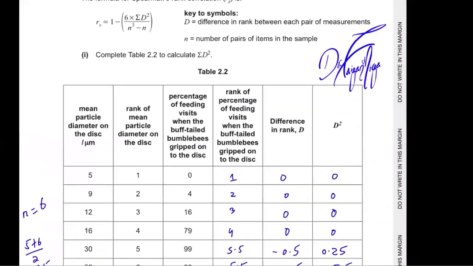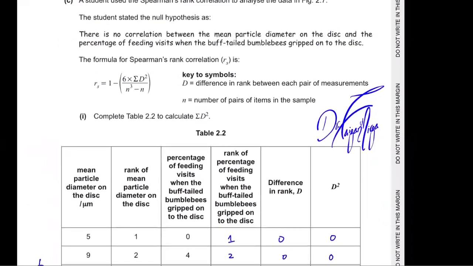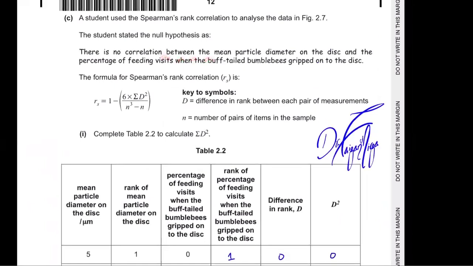Then you are asked to calculate the rs value. rs is the Spearman rank correlation. The null hypothesis is that there is no correlation between the mean particle diameter of the disc and the percentage of feeding visits. So this is the null hypothesis of the student for using the Spearman rank.